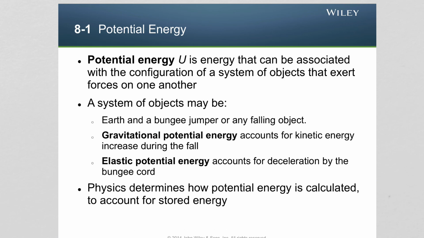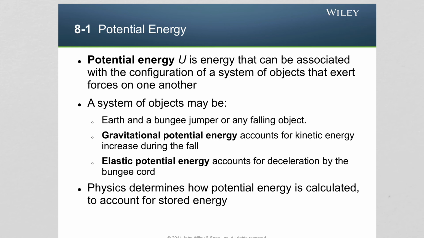Let's begin with the definition of potential energy. Potential energy, U, is energy that can be associated with the configuration of a system of objects that exert forces on one another. A system of objects may be Earth and a bungee jumper or any falling object.